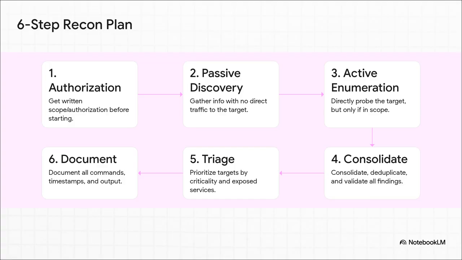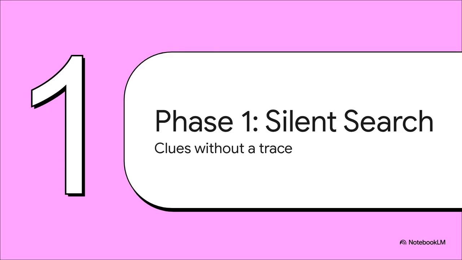It's our roadmap. We kick things off with getting authorization, super important. Then we move into passive discovery, then active enumeration. After that, it's all about consolidating, validating, and triaging what we found. And of course, documenting everything. You follow these steps, you're going to have a really complete picture. Okay, let's jump into phase 1, the silent search.